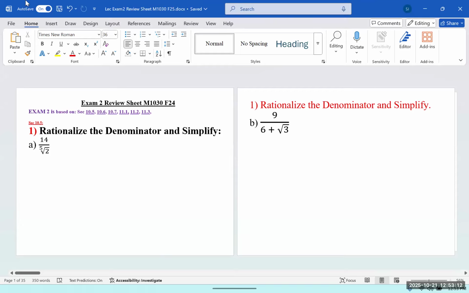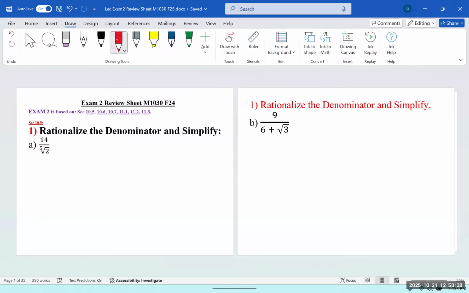Okay, so 10.5, rationalize the denominator. We have two types of denominator. Depending on the denominator, we use different methods. Do you remember? A little bit. When you have only one term in the denominator, let me write a little bigger, we have 14 over 5th root of 2. We have only one root. For only one term, how do we rationalize?